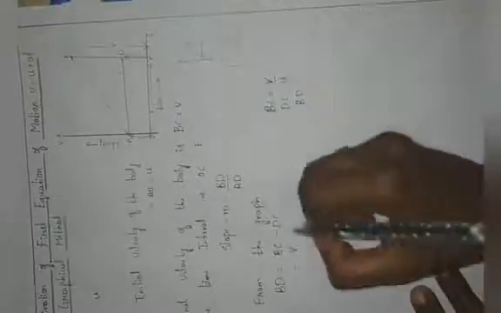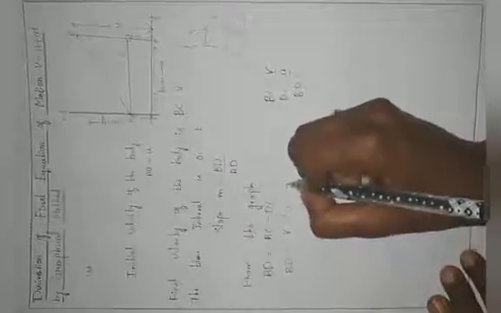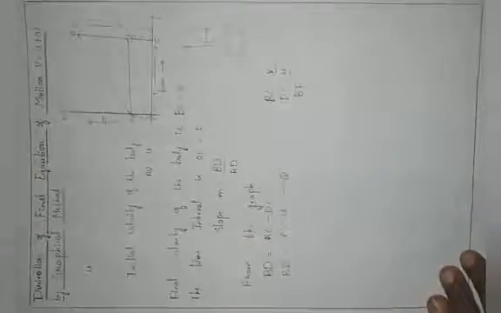Now BD is equals to BC minus DC. Correct? Now BC value is V. Okay? And DC value is U. So the value of BD is V minus U. Call this as equation number 1.